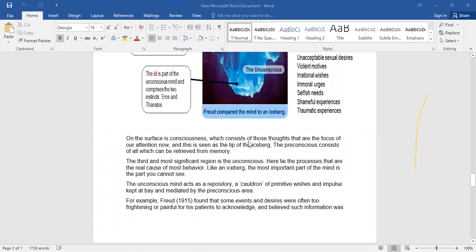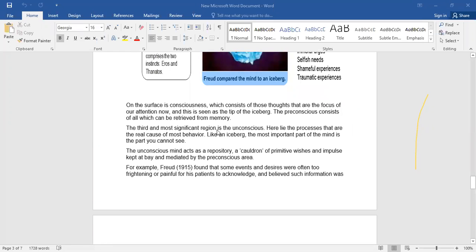On the surface is consciousness. So especially in the picture of the iceberg, on the surface you will find consciousness, which consists of those thoughts that are the focus of our attention now. Whatever we are going to experience at the moment, all of that you will find in consciousness, and this is seen as the tip of the iceberg. So here, this is the explanation of the above.